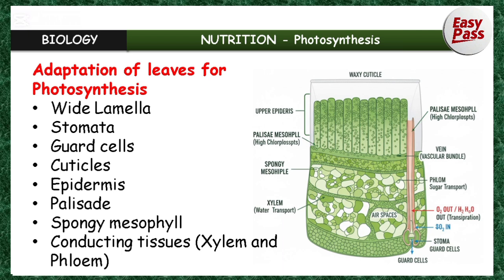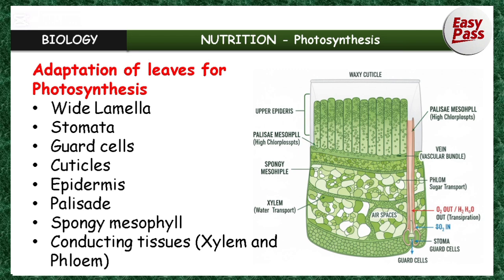Wide lamella's major function is to increase surface area for the absorption or collection of light energy. Stomata, which is the plural form of stoma, open for oxygen and CO2 to diffuse in and out of the cell.